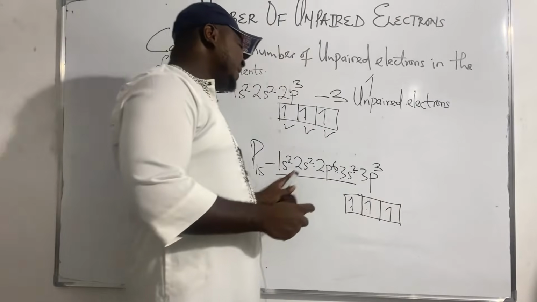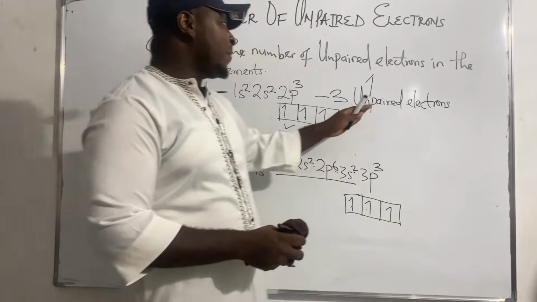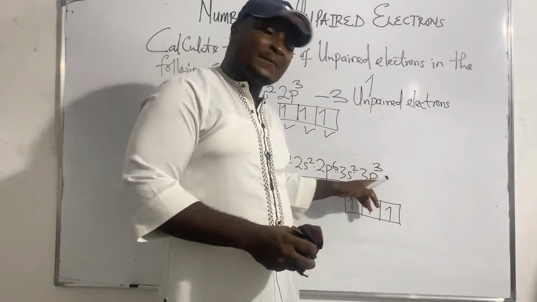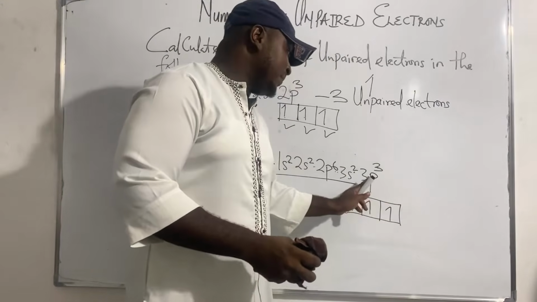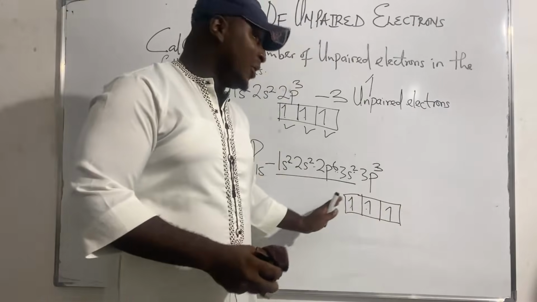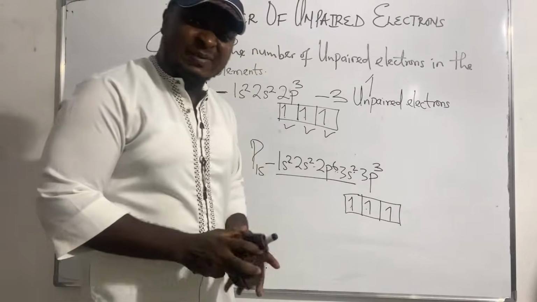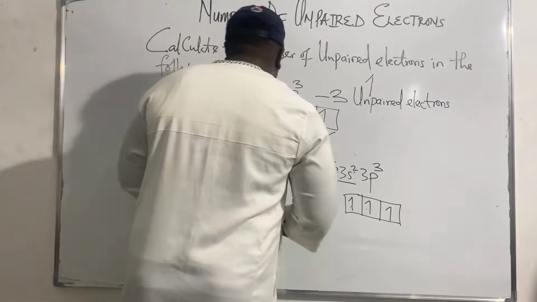If you cannot write the SPDF configuration, you will not be able to find the number of unpaired electrons well. You must first write down the configuration and focus on the last orbital. Then draw out the block. If it's an S block, you draw one block. If it's a P block, 3 blocks. If it's a D block, 5 blocks. If it's an F block, 7 blocks. That's why I started this class by teaching the number of blocks that each orbital has. Good. So P contains 3 unpaired electrons.